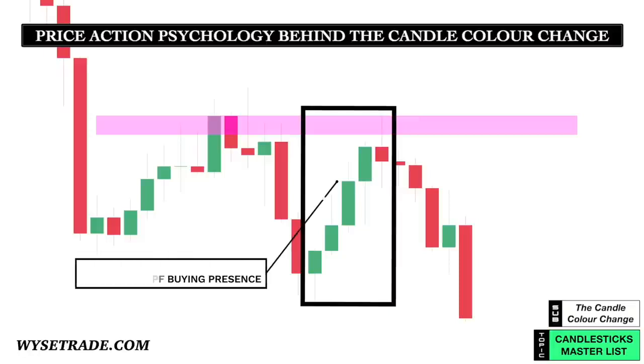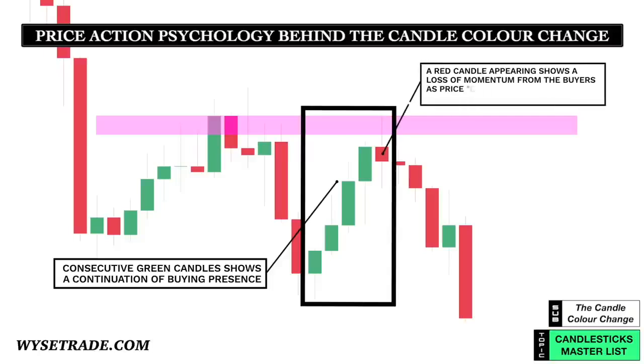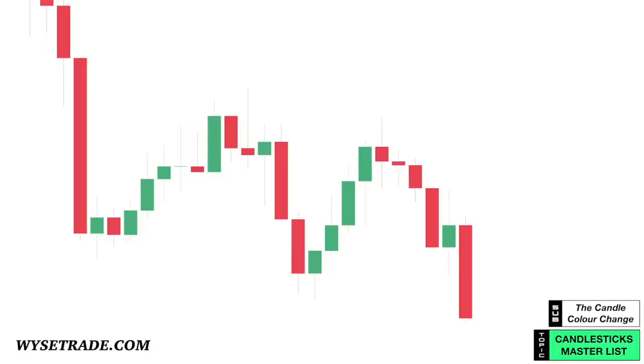The consecutive green candles shows a continuation of buying presence before a red candle appears, which then shows a loss of momentum from the buyers as price failed to close the candle with a higher candle close. Now, going in the opposite direction.